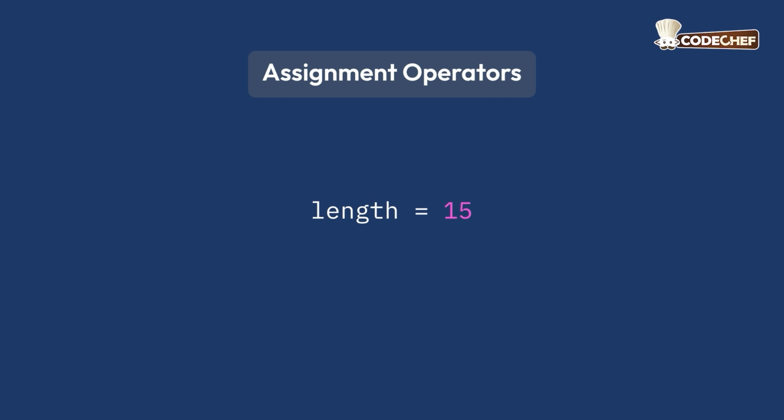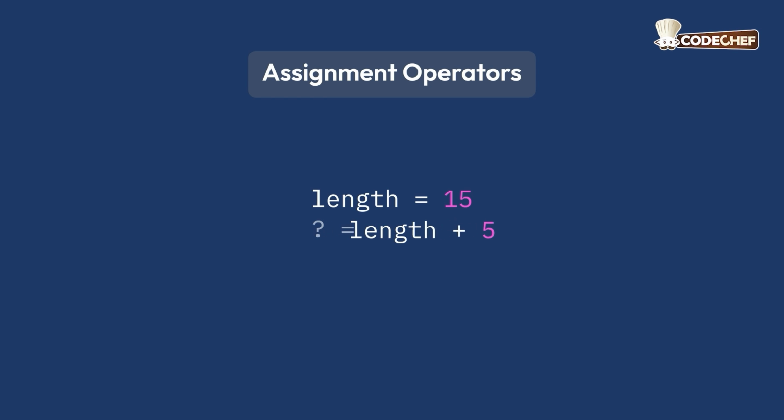Now let us look at compound assignment operators. These are slightly trickier ones. Let's take the previous example. In this line, length equals to 15, length takes the value 15. Now if I ask you to increase the value of length by 5, you will probably do it in this way: length plus 5. But remember, it doesn't end there.